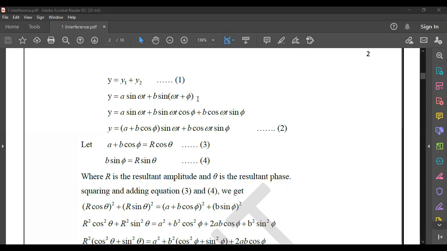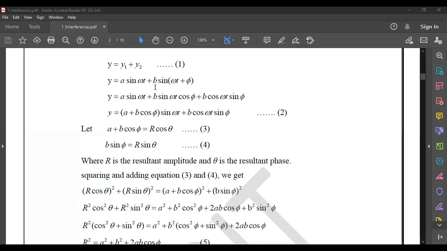A small trigonometric expansion. You see, sine of omega t plus phi is like sine of A plus B, which is expanded as sine A cos B plus cos A sine B. So the equation becomes like this. From the first term and the second term, there is a common parameter, sine omega t. So take sine omega t as a common factor. It results in (A plus B cos phi) sine omega t plus this third term, which is written as this.